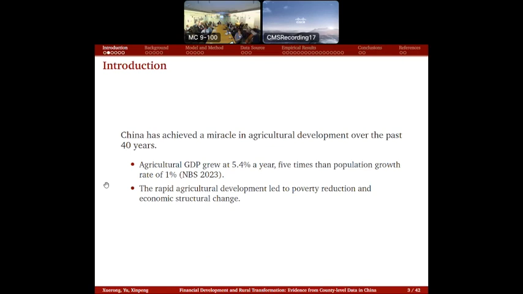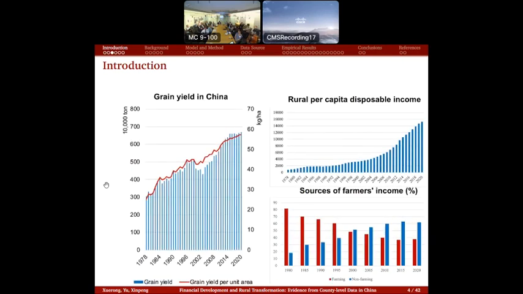Here is a graph that shows you an example of how fast China's agriculture has grown. The left side shows the grain yield in China, which grew from 3 million pounds to 6 million pounds, more than doubling from 1978 to 2020. And the right-hand side shows the rural income in China, which also grew 18 times from 1978 to 2020.